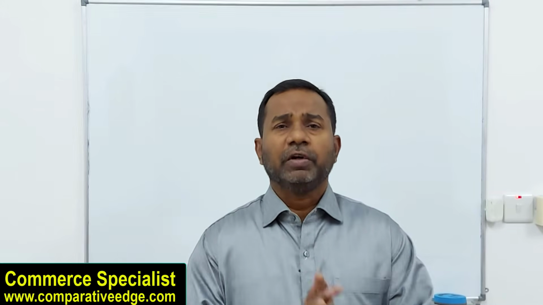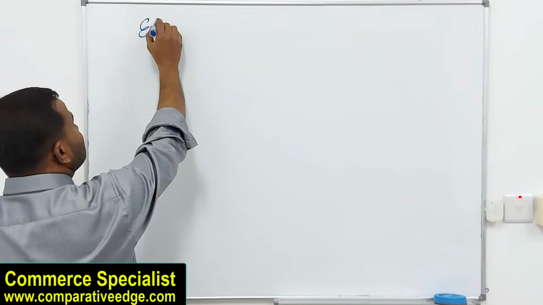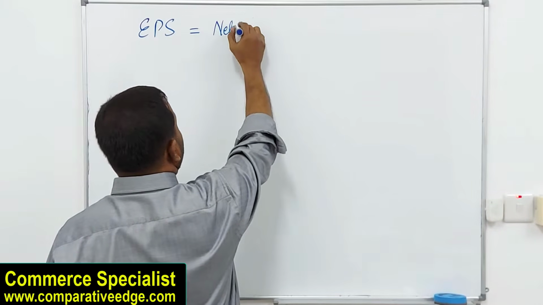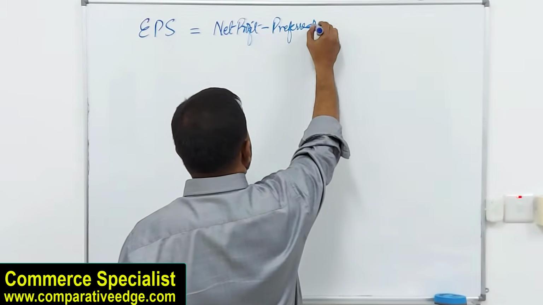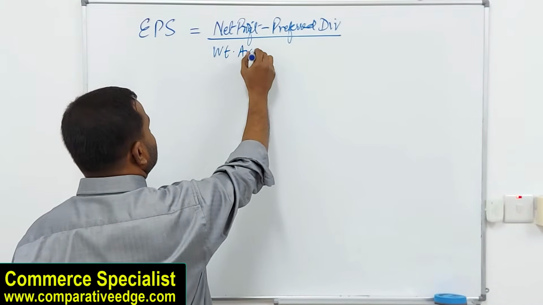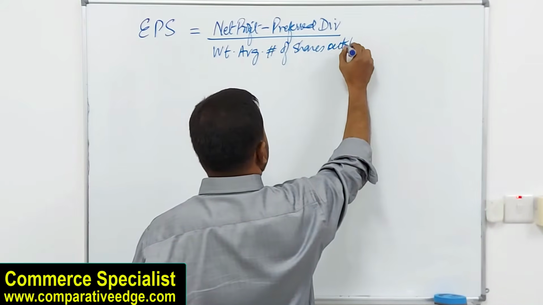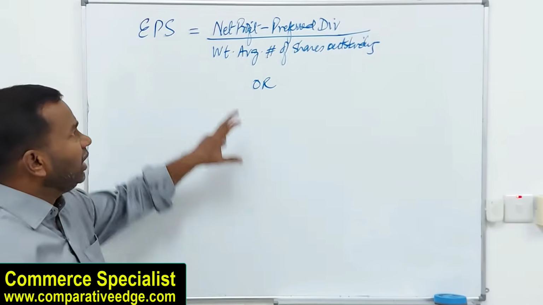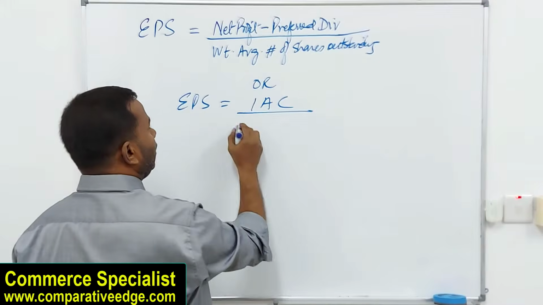So let's look at first the basic formula for earning per share. Ladies and gentlemen, earning per share, the formula is like this. EPS is equal to net profit minus preferred dividend, whole thing divided by weighted average number of shares outstanding. Alternatively, you can write this formula for EPS as EPS is equal to IAC upon WANSCO.